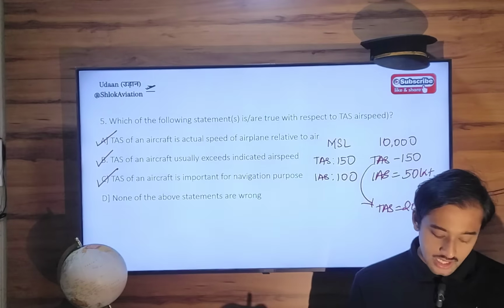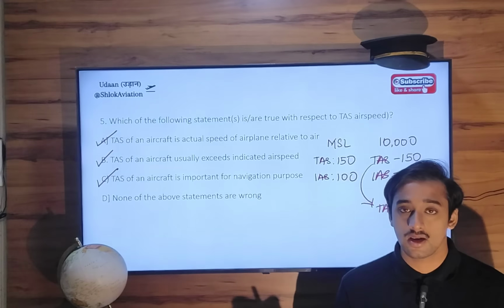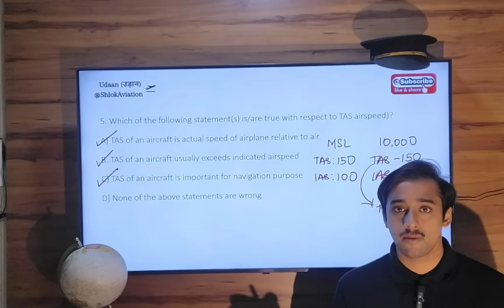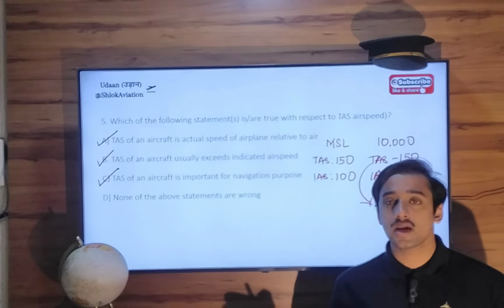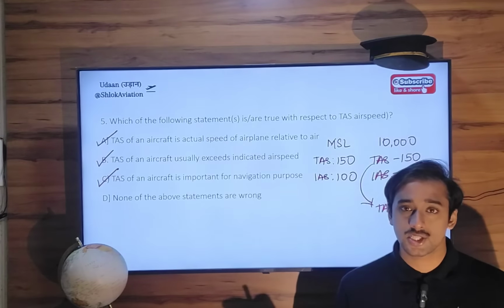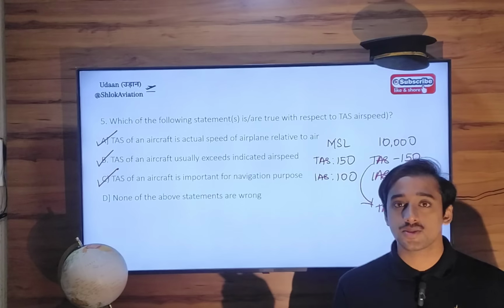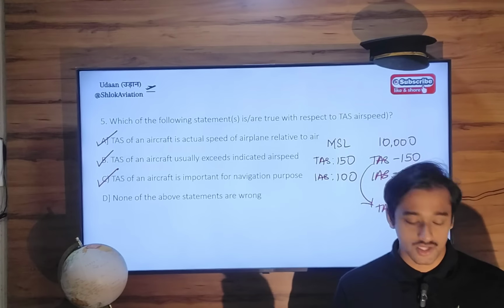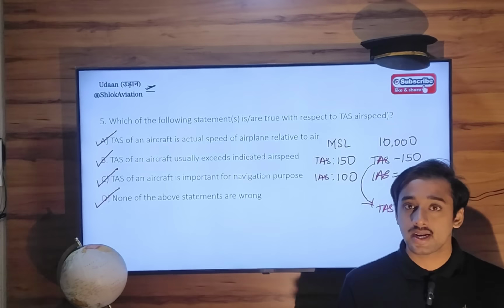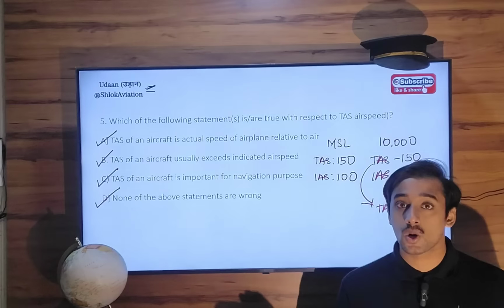Option C says true airspeed is important for navigation purposes. All your flight planning includes your true airspeed of aircraft, which you get from your pilot's operating handbook, depending on the altitude you're flying, etc. Now, from true airspeed, when you add a wind component to it or subtract a wind component from it, you get ground speed. When you have ground speed, you can determine estimated time of arrival at your destination or the next checkpoint or the next reporting point. Okay, so that's why true airspeed is also important for your flight planning purposes. So all the options above are correct. Therefore, you will select option D in the exam, which states that none of the above options are wrong. Okay.